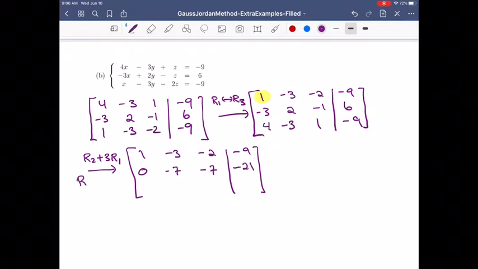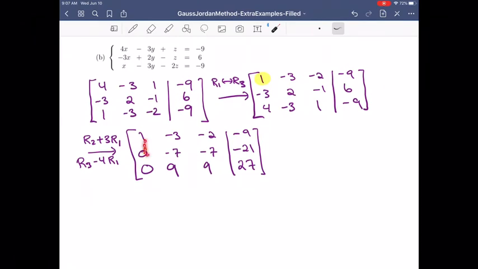Okay, now I want to do row 3 minus 4 of row 1, so that one's a 0. So -3 minus 4 times -3, so -3 plus 12 is going to be 9. 1 minus 4 times -2, so 1 plus 8 is also 9. And then -9 minus 4 times -9, so -9 plus 36 is going to be 27. Okay, so we're done in the first row.